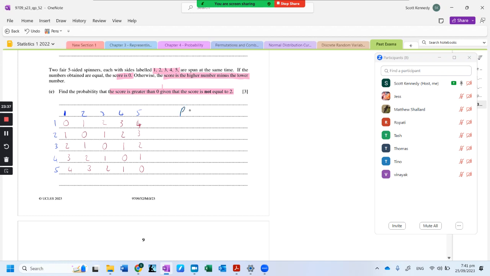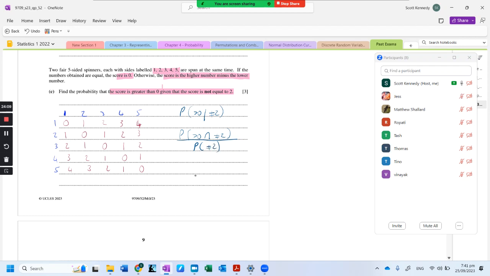So we want the probability that we've got a greater than 0 result given that the score does not equal 2. That's what we're being asked. So I'm going to write this in our probability language. So probability that it's greater than 0, intersection doesn't equal to 2. And then over, what should be on the bottom of this, Thomas? Okay, so there we go.